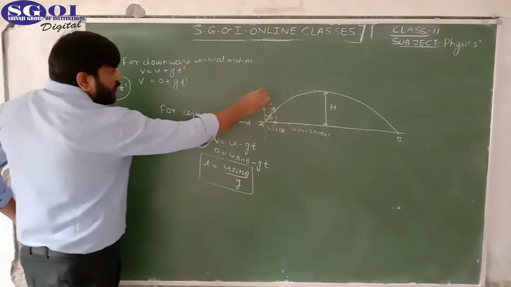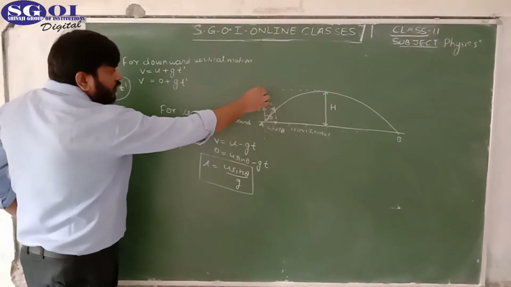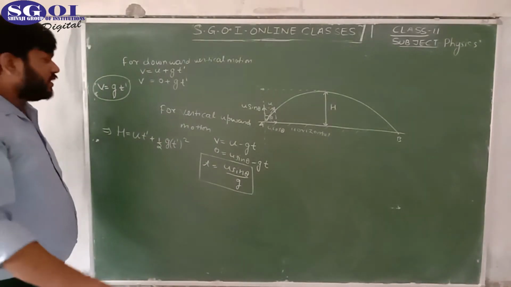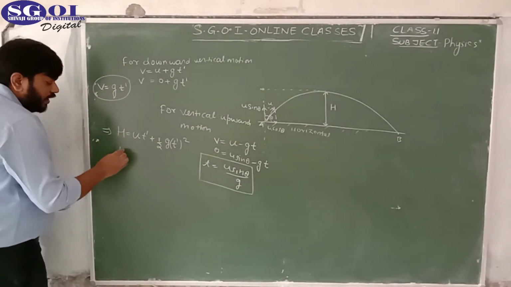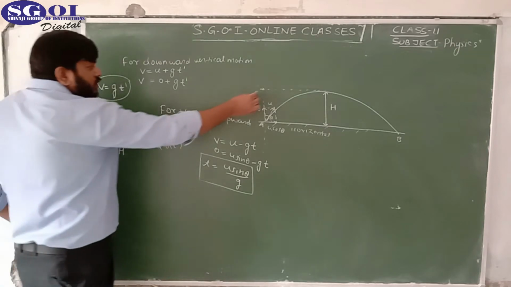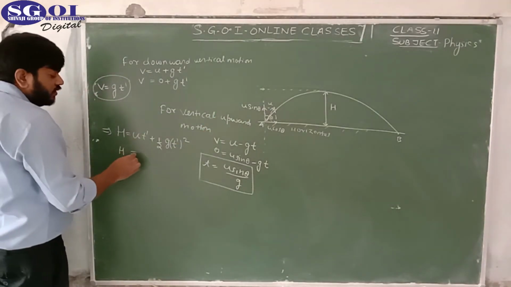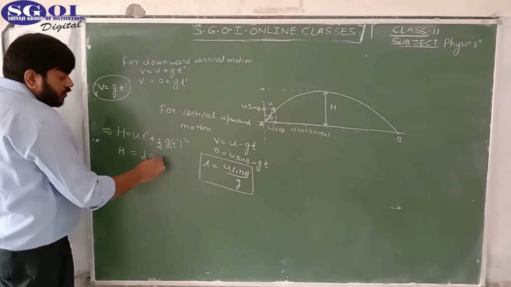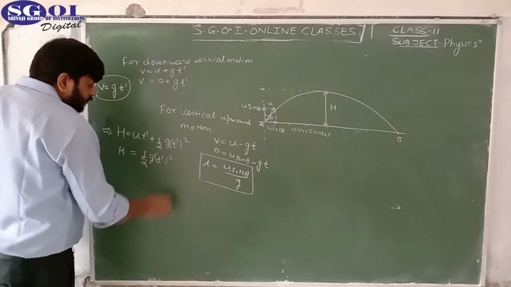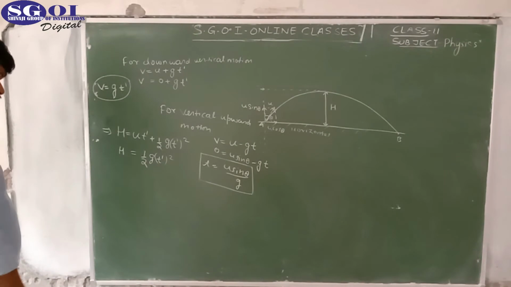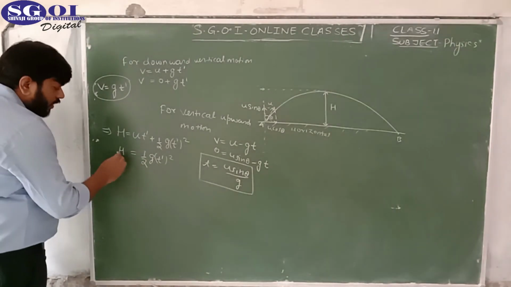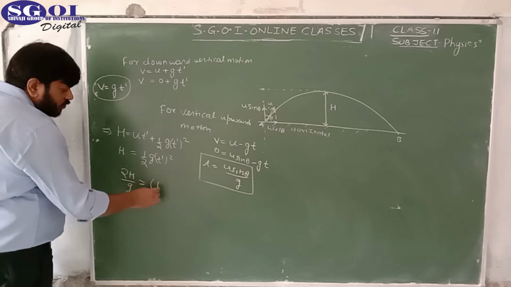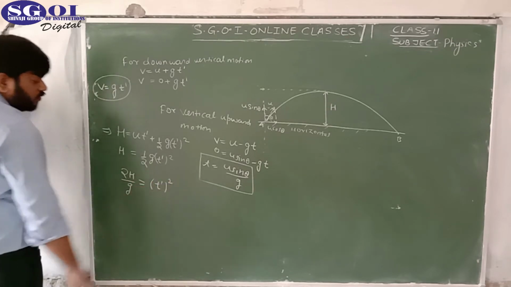Now, the initial velocity for downward motion is 0, and as it comes down, the velocity increases. So this is h, and the initial velocity u is 0 here, so this term vanishes. Finally we get h equal to 1 by 2 g t dash square, and from here, 2h by g equal to t dash square.